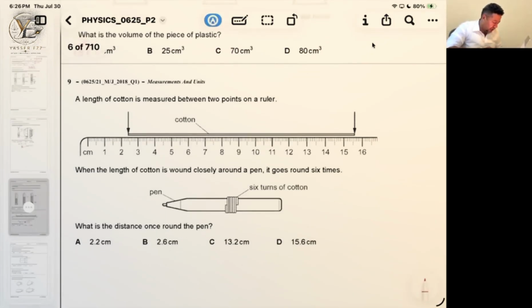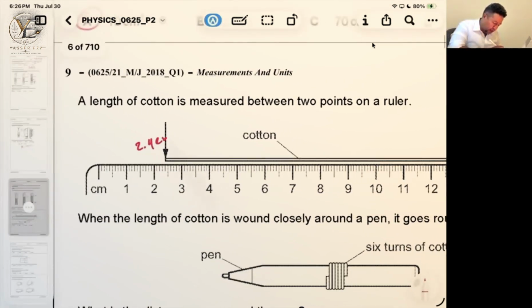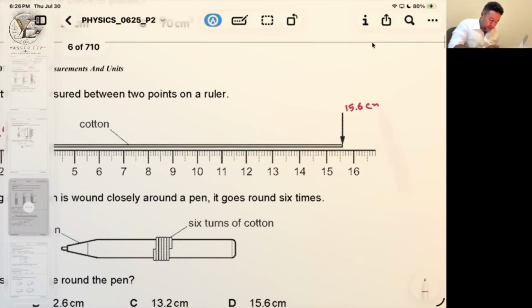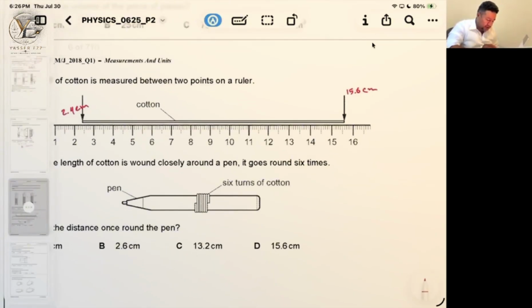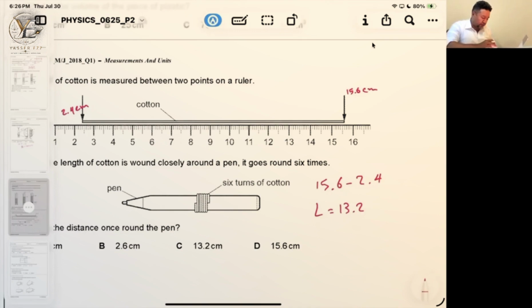Question number 9. A length of cotton is measured between 2 points on a ruler. So what is the reading here? It is 2.4 centimeter. And what is the reading at the end? 15.6. 15.6 centimeter also. The difference between them is the length of the cotton. So 15.6 minus 2.4 equals 13.2. 13.2 is the total length of the cotton.